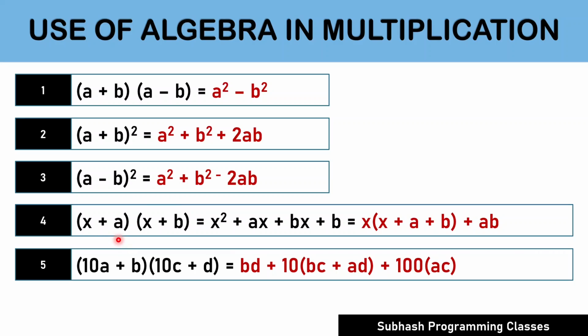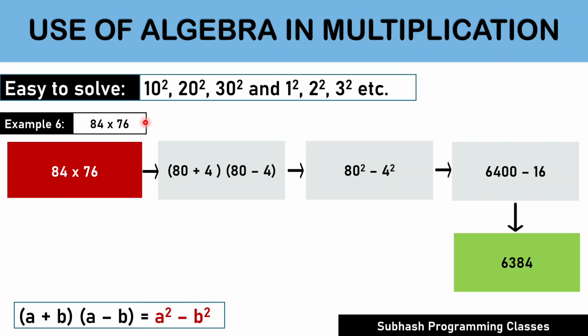Now, using these algebraic equations, let us solve a few more multiplication problems. We must understand one fact. Our mind finds it very easy while calculating squares of two-digit numbers ending with 0, for example, 10 square, 20 square, 30 square, etc. Similarly, our mind finds it very easy while calculating squares of single digit numbers, for example, 1 square, 2 square, 3 square, etc. Therefore, the problem 84 multiplied by 76 can be reduced to such easily calculative values as shown here.